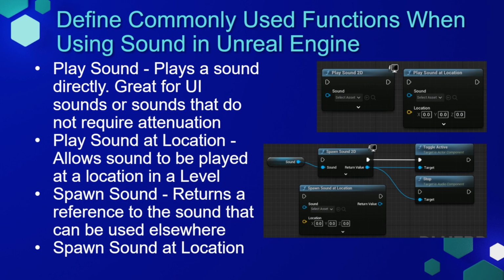Once the sound assets are in our game, we need to establish a way to play them in our level. There are a few nodes that can be used for this. Play Sound plays a sound directly, and this is great for UI sounds or sounds that do not require any attenuation or any modification. And Play Sound at Location allows the sound to be played at a specific location in a level, so a sound that you would want to have some spatial requirement to it.